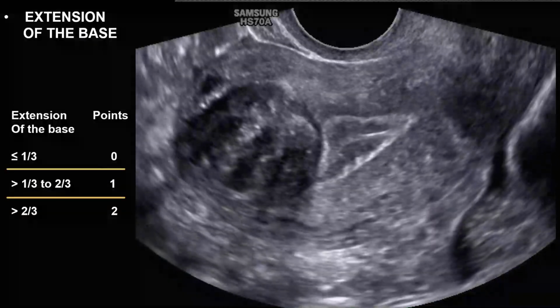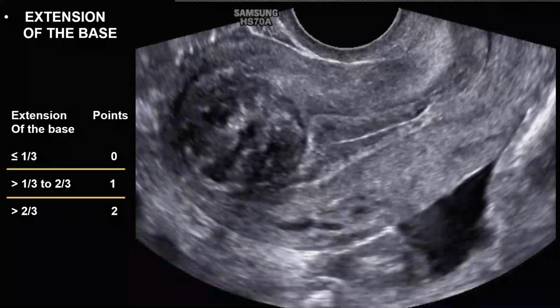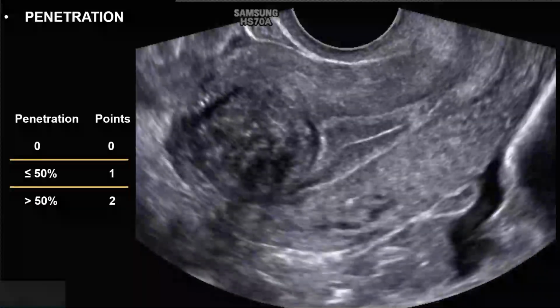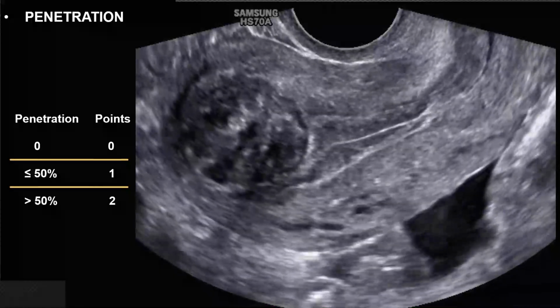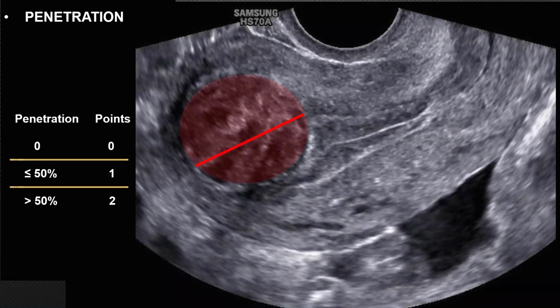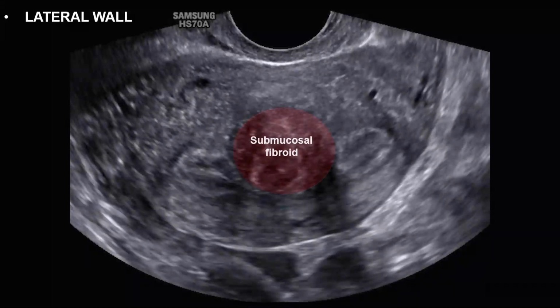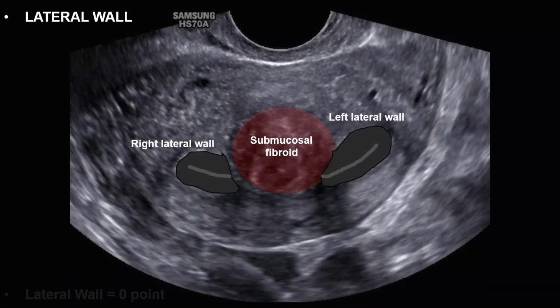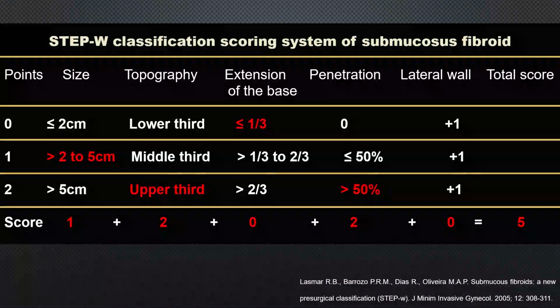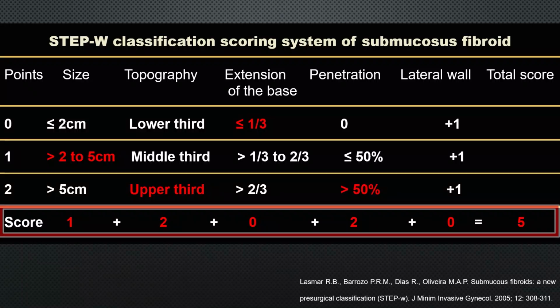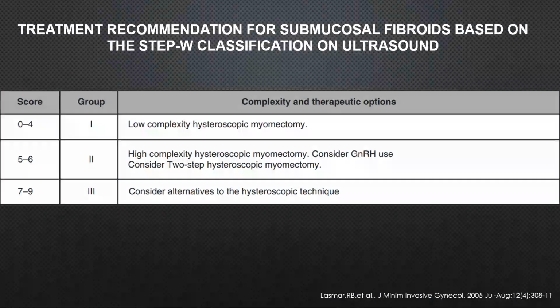Also in this case, it is seen that the fibroid occupies 1/3 of the anterior wall, so no points are given for this criterion. The assessed fibroid presented has an intramural portion greater than 50%. Thus, a score of 2 points is given. The fibroid is seen on the anterior wall, with the lateral walls free, so no extra point was given for this criterion. With all the criteria of the Step W scoring system analyzed, this patient received a total score of 5 points. With a score of 5 points, this fibroid is classified as Group 2.